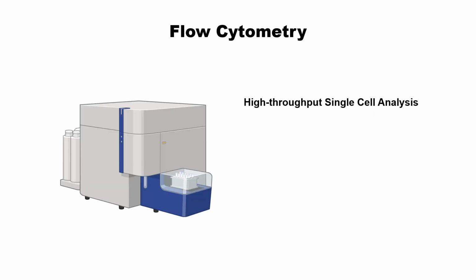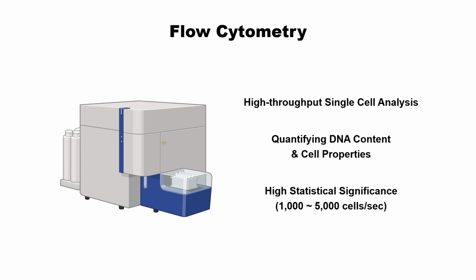For high-throughput single-cell analysis, flow cytometry is a common tool. Here the cells flow through a tube, and one by one those cells can be analyzed. Cytometry's cyto is cell and metry is measurement. Through this technology, we can easily measure the DNA content per cell, and also different properties of the cells. Flow cytometry can analyze thousands of cells per second.